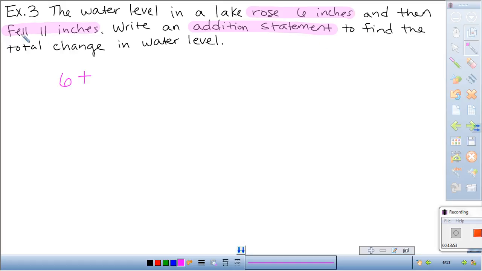And then fell 11 inches. So if it's falling, that's got to be a negative. And then they wanted us to find the total change in water level. So we have to take this statement, 6 plus negative 11, and solve it. Same sign or different sign? Positive, negative, so they're different. When they're different, we subtract. 11 minus 6 is 5. And keep the sign of the number with the larger absolute value. So ignore the negative. Which one's bigger? 11 is. It's negative, so is our answer.